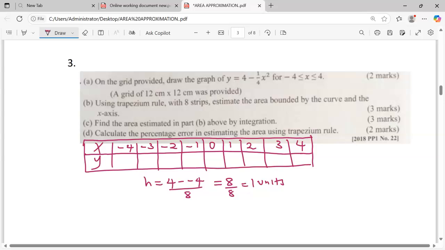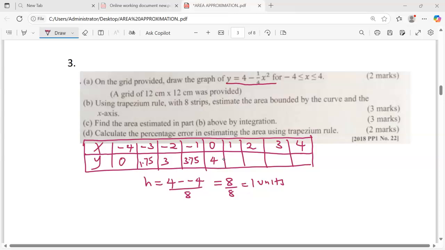Once we have the values of x that way, we can substitute those values of x in the main function to get the values of y. When x is -4, you substitute into the main function and the value of y will be 0. When x is -3, the value is going to be 1.75. When it is -2, it will give us 3. When it is -1, you get 3.75. When it is 0, you'll get +4.